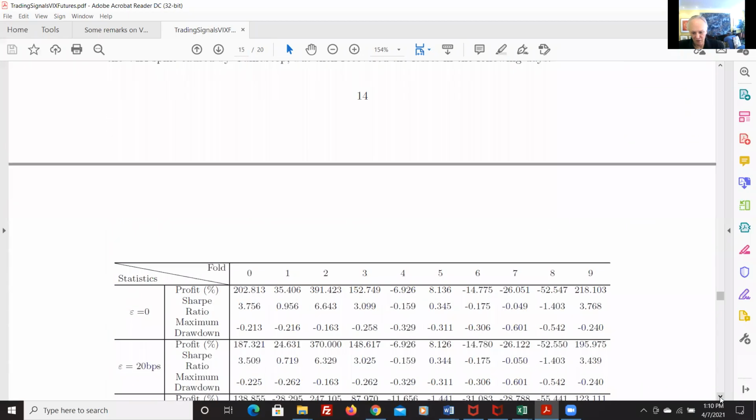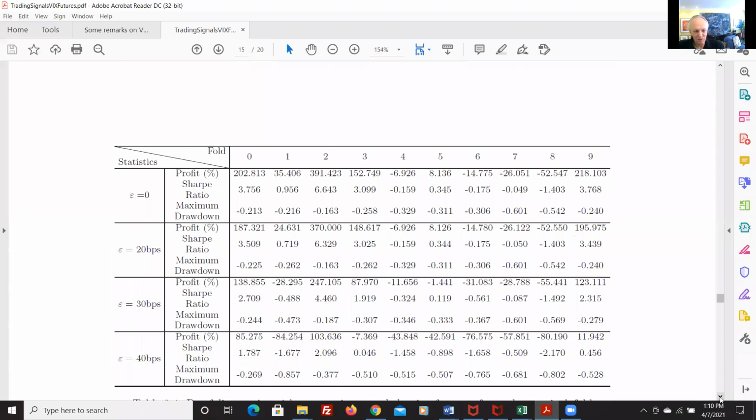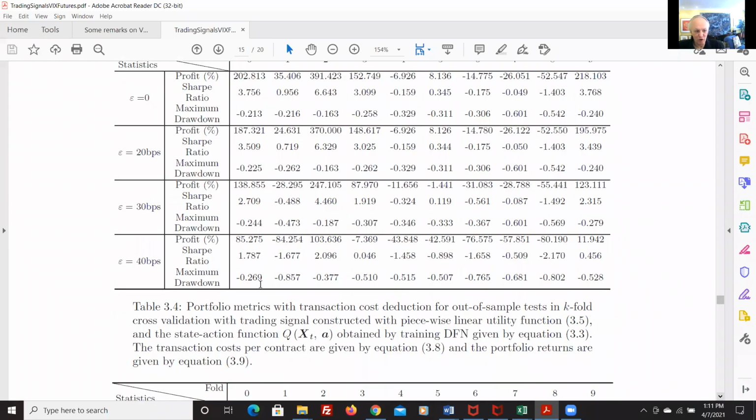Here are the typical things. For example, if you look at different folds, that is, different time periods and different training levels, you have zero transaction cost, and you get Sharpe ratios that are hallucinating, like 3.7. But if you put in 20 basis points, it goes to a 3.4 Sharpe ratio, which is more like it. It's still high.